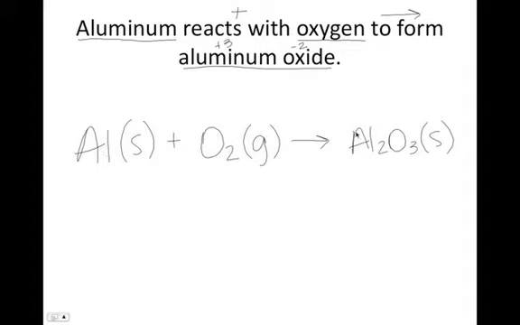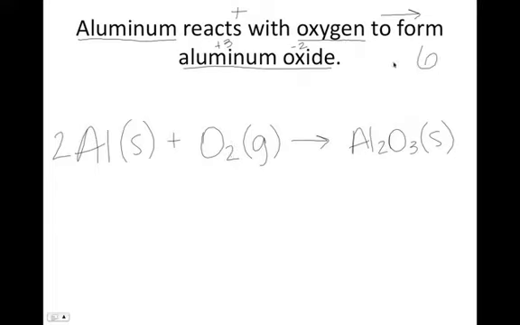Now, of course, we have to balance this. I got 1 aluminum, I got 2 aluminum, so I'm going to put 2 right here. And then looking at my oxygens, I've got 2 here and I've got 3 here. Well, in order to balance these out, I'm going to use something called the least common multiple. If you remember that from your math class, the least common multiple between 2 and 3 is 6.